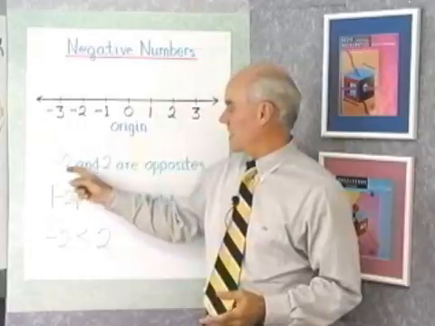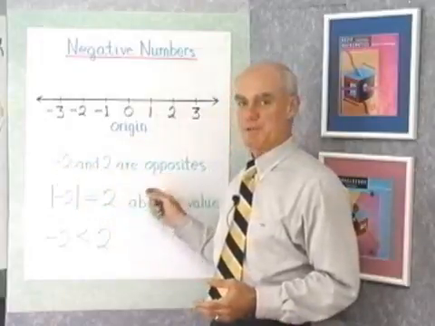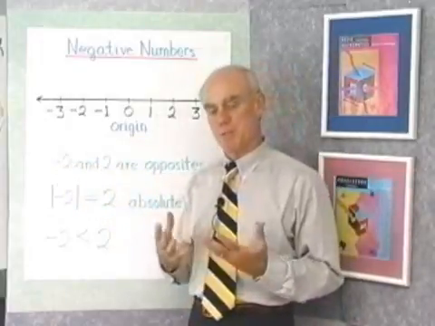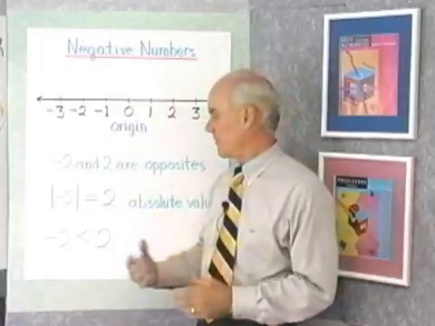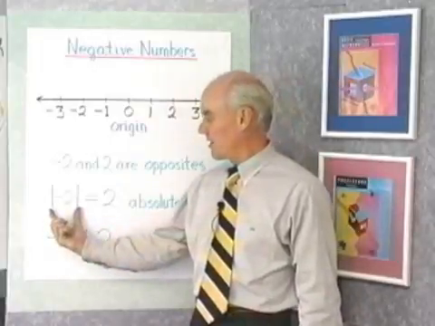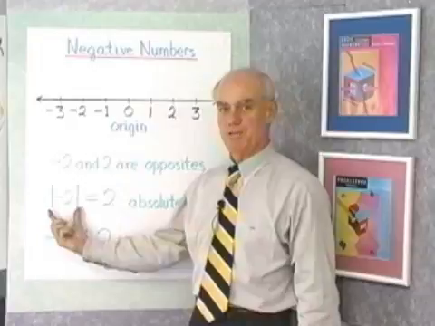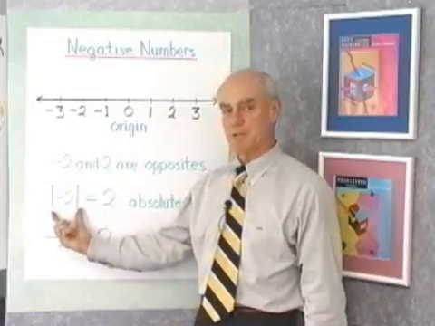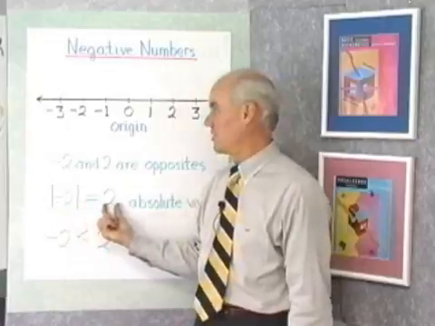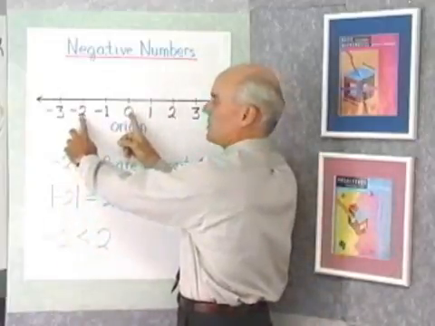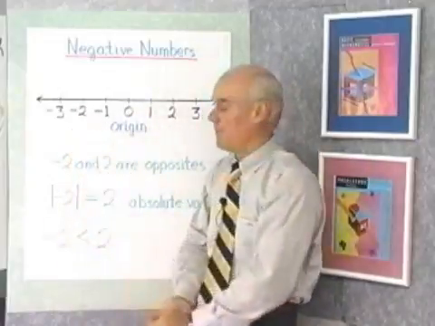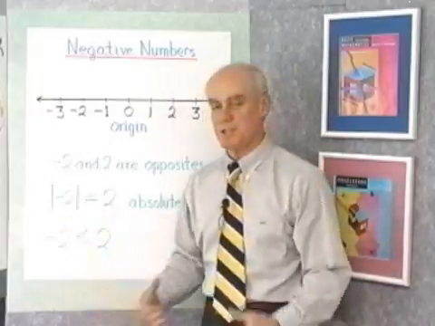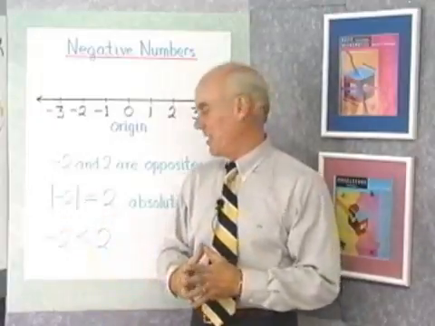Now we say that negative 2 and 2 are opposites. Sometimes we call them additive inverses, but most of the time we're going to call them opposites. We use this notation to stand for simply the distance a number is from 0 on the number line, and it's called absolute value. So the absolute value of negative 2 is simply 2 because it's the distance between 0 and this number on the number line. So absolute value is the distance a number is from 0 on the number line.